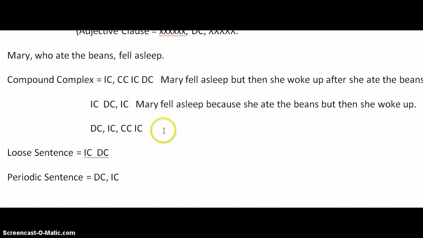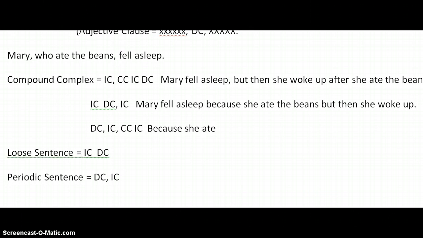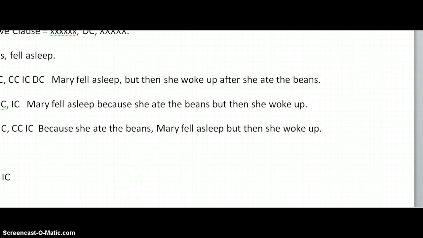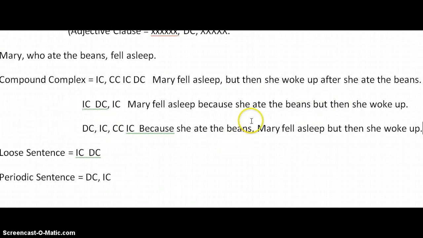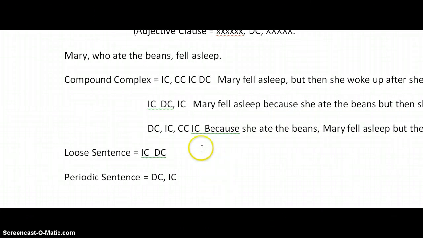Okay, and then this one would be, and again no commas here, actually here we put one. Okay, follows the pattern, but here for example we have because she ate the beans, Mary fell asleep, but then she woke up. Okay, so in this one, again, we have the comma after the dependent clause because it begins the sentence. Root sentence, again, it's just a complex sentence. It's going to be one that begins with an adverb clause. Because Mary ate beans, she fell asleep.